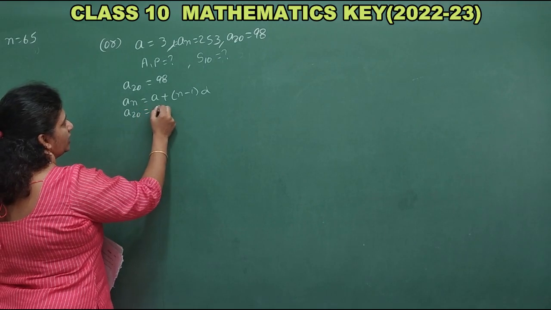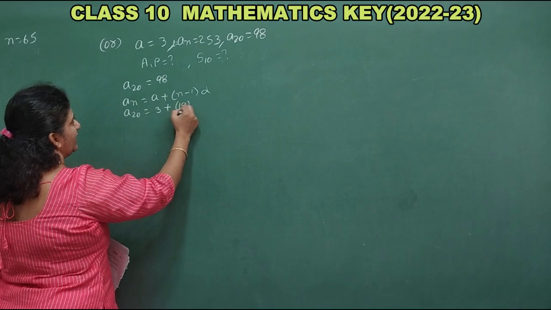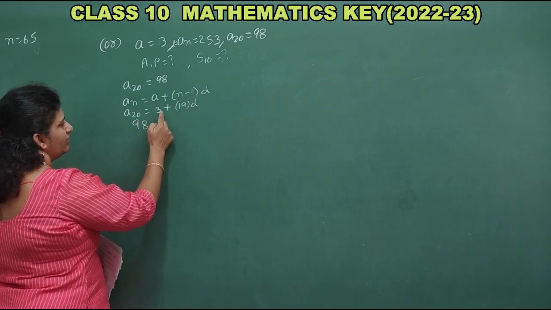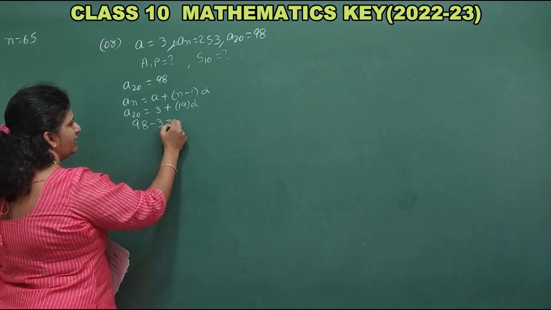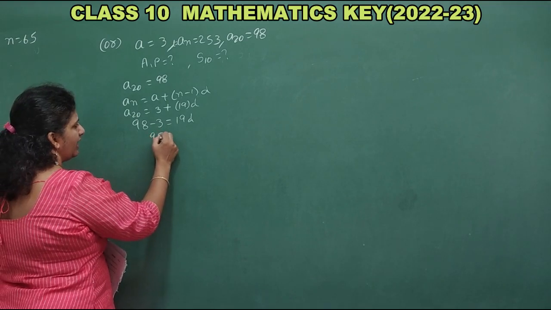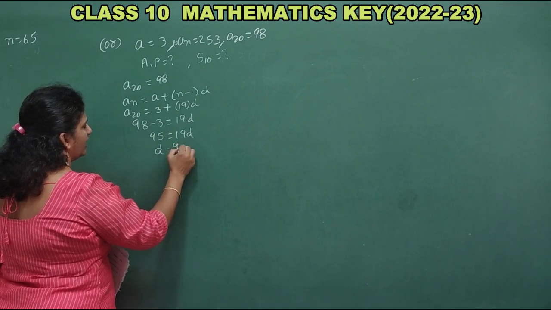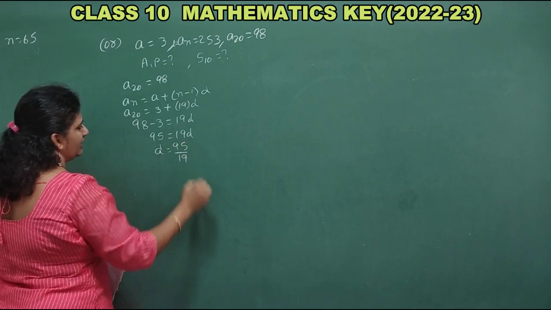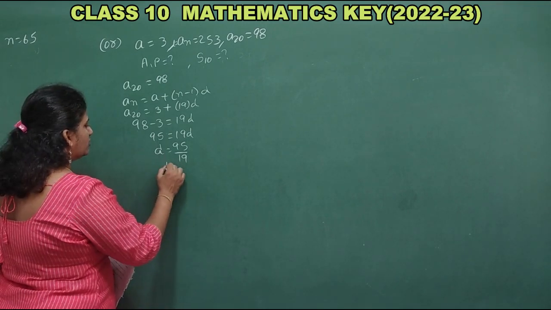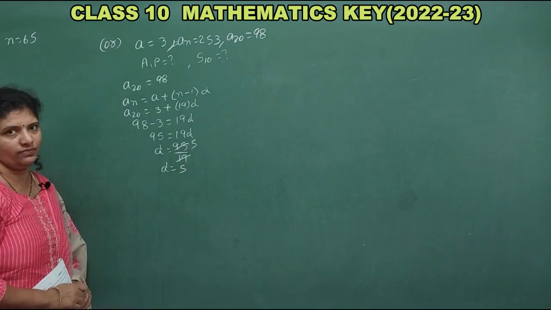A20 is equal to, A value is 3, 20 minus 1 will be 19 into D. I don't know D. A20 value I know, 98. Bring this 3 this side. 98 minus 3 is equal to 19D. 98 minus 3 will be 95 is equal to 19D. D is equal to 95 by 19. What is 19 5s? 95. So D is equal to 5. Right? We got the common difference.